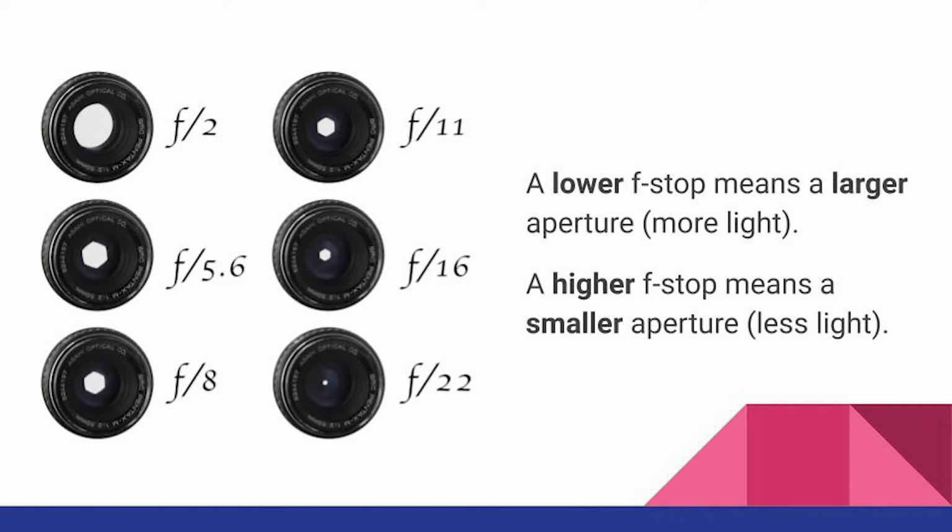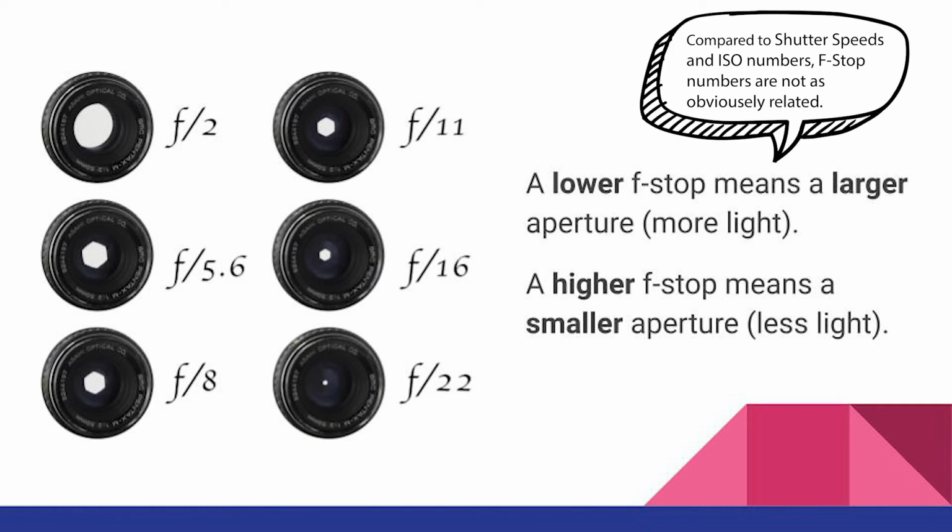There is an inverse relationship between the aperture size and the f-stop number. A lower f-stop means a larger aperture, more light. A higher f-stop means a smaller aperture and less light.